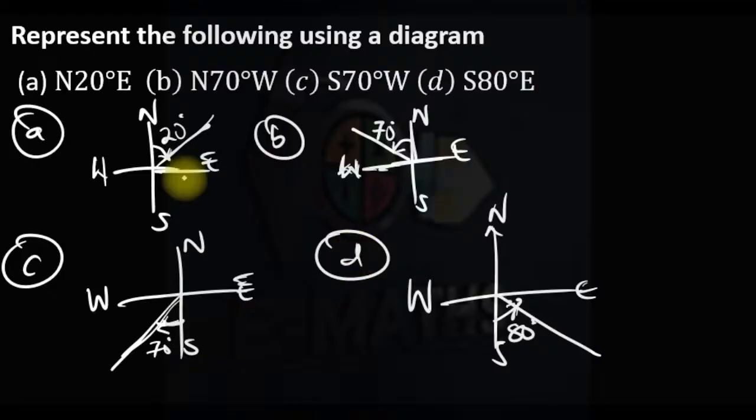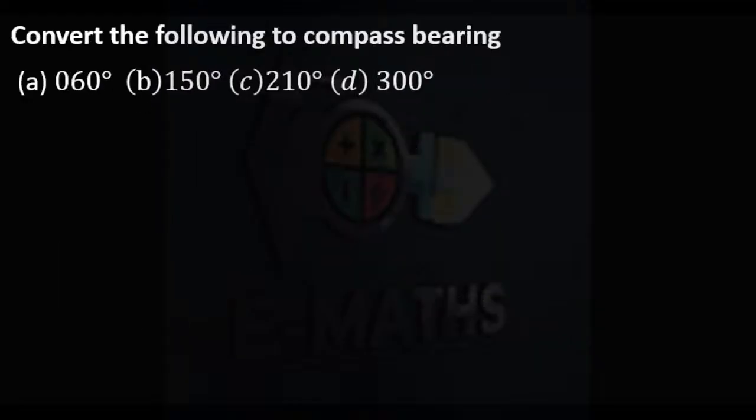So the next thing now, you might be given a 3-digit bearing and you're asked to convert it to compass bearing, or you are given a compass bearing and asked to convert it to 3-digit bearing. So to do that is very easy. Write the normal one. From there you now get the one you are asked to find. Okay, look at this example. We're asked to convert these 3 digits to compass bearing.